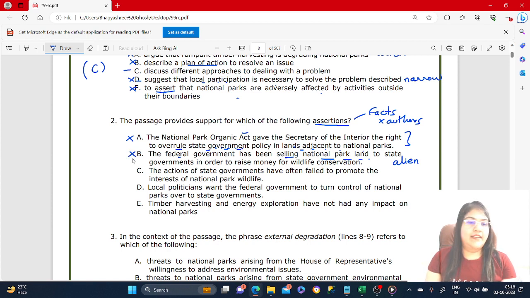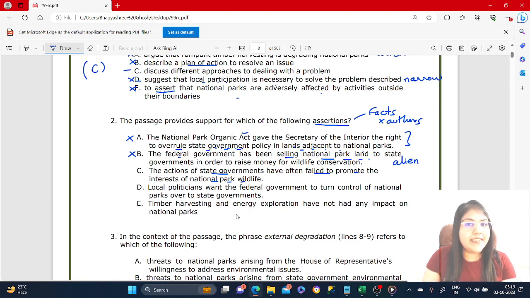Let's go with C. C says the actions of state governments have often failed to promote the interest of national park wildlife. I think this is exactly what is there in the passage. We have to choose that option whose proof is there in the passage. So we have C, its proof is clearly there in the passage, and it was said twice, I think, towards the first part and towards the last part, that state governments have failed to promote the interest of the wildlife.